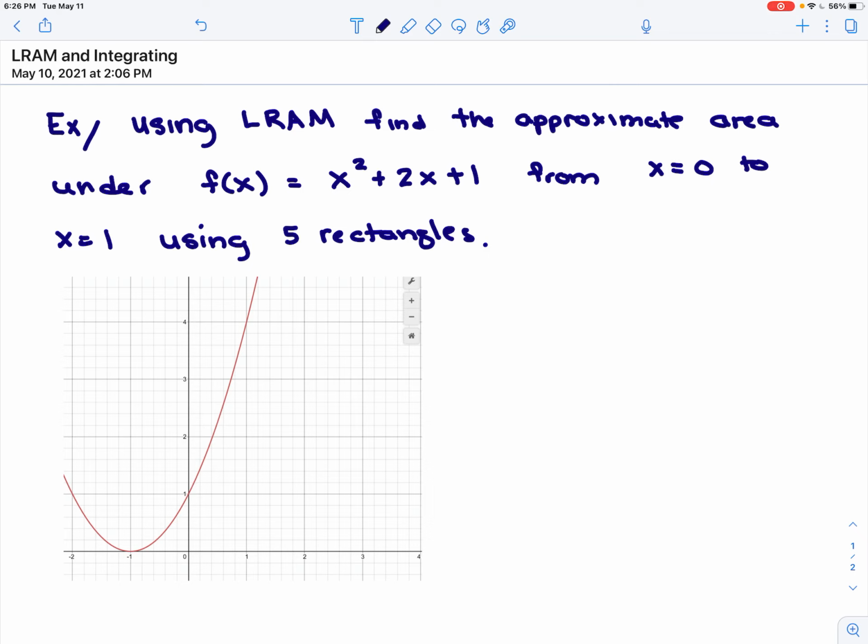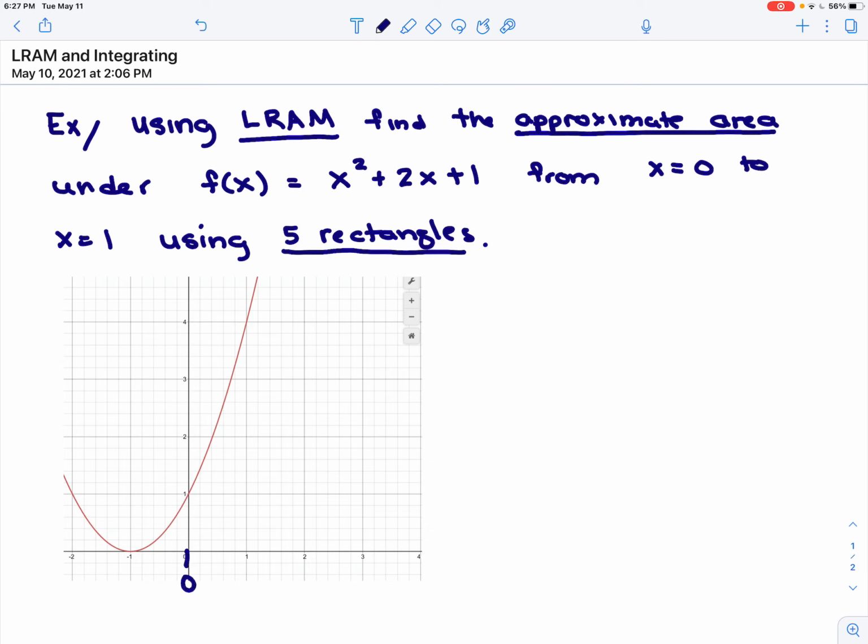So using the left rectangular approximation method, that's what that stands for, find the approximate area under the curve x squared plus 2x plus 1 from x equals 0 to x equals 1 using 5 rectangles. So the more rectangles we use, the better the approximation. Okay, that should make sense to you.